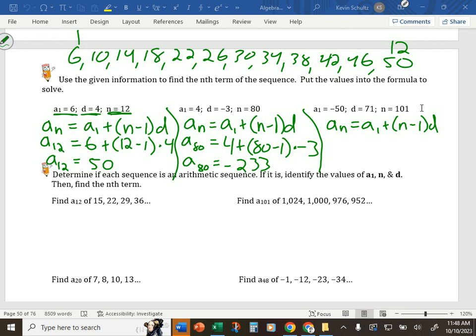So, a_101, we're looking for the 101st term, equals the first term of -50 plus 101 minus 1 times 71. And that's what you put in your calculator right here: negative 50 plus parentheses 101 minus 1 times 71.